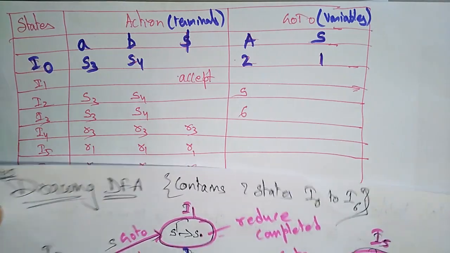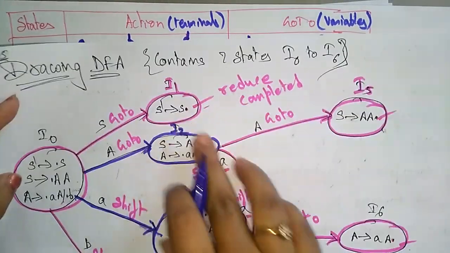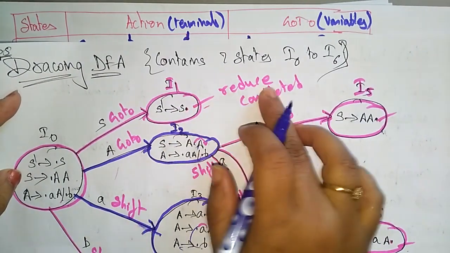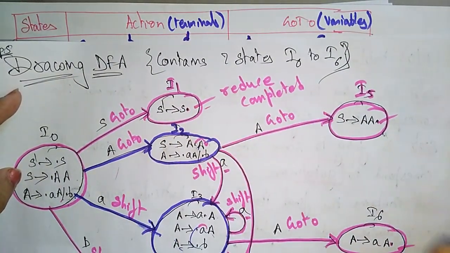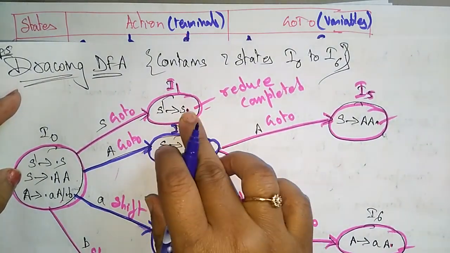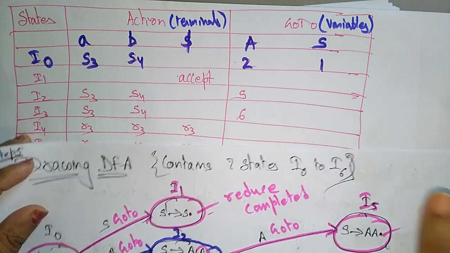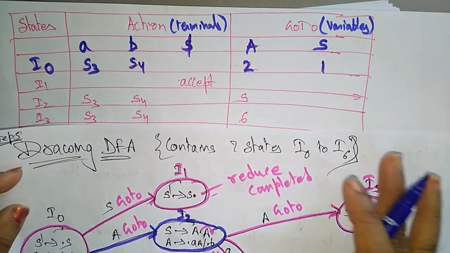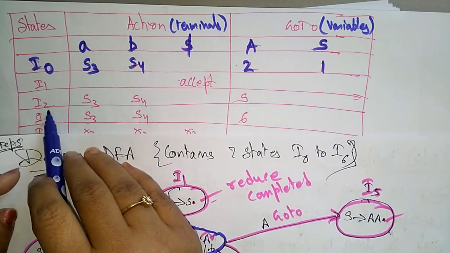Okay. Now coming to I1. For I1, there is no further state, which means the reduce is completed. Reduce node is completed, which means the string is accepted. So I1 is accept. So just in the dollar column, you write accept, because it is empty. Empty means accept.